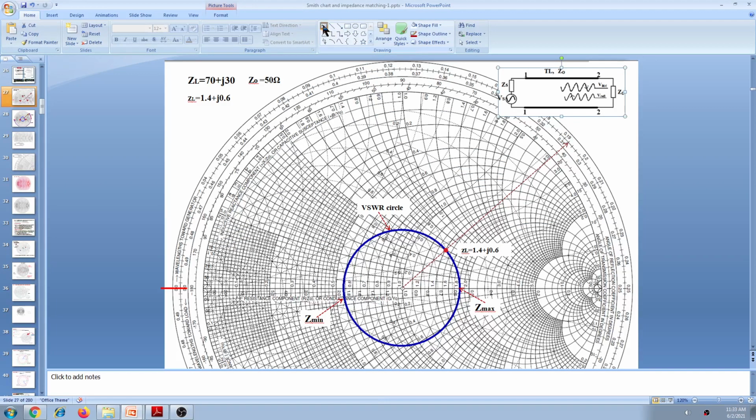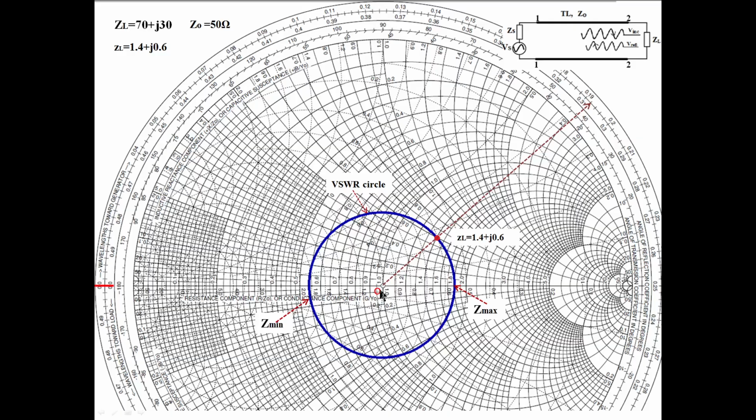I will mark it as some point, O. This point O is here. It is the center of the Smith chart.